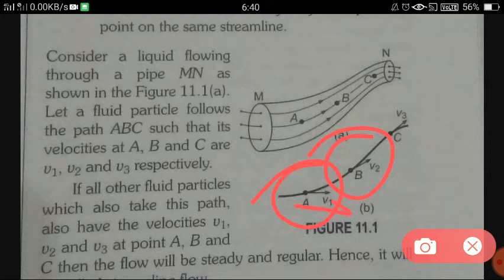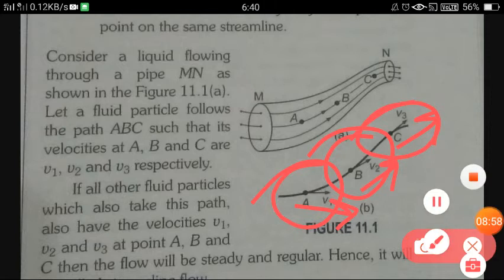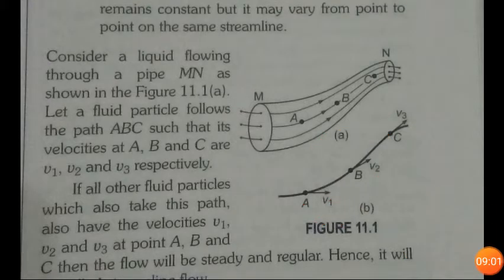For A, this is the direction for v1, and for v2 this is the direction. For v3 this is the direction. So these directions will be followed by all the particles which pass through these points. So here in case of streamline flow, we have a flow in which all the particles flow through the same path, following their preceding particle. They all will have the same velocity in magnitude as well as in direction.